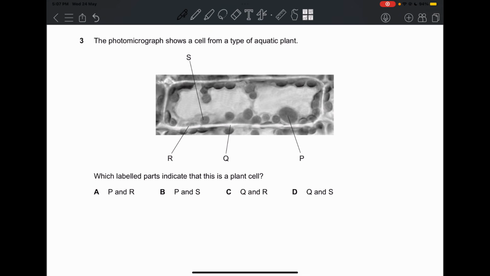3. The photomicrograph shows a cell from a type of aquatic plant. Which labeled parts indicate that this is a plant cell? So S over here is actually the chloroplast, and Q is actually the cell wall. R is the cell membrane, and P is actually the nucleus. So 2 of the features that I have identified are only in plant cells, which are chloroplast and cell wall, these 2 over here, S and Q. So our answer is going to be D.